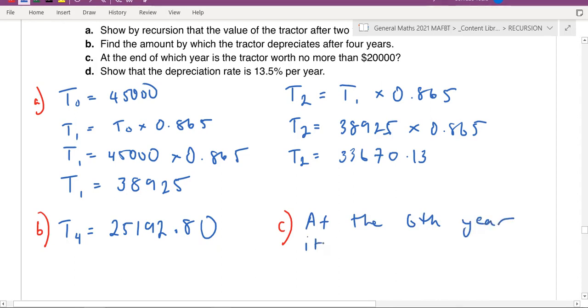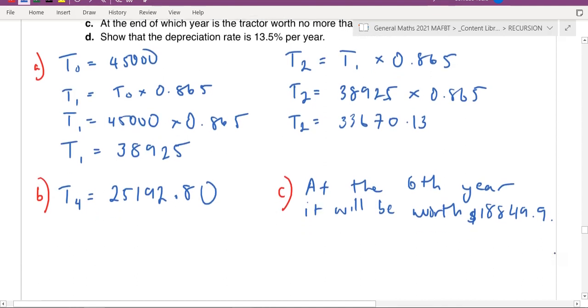It will be worth... You don't have to write that. You can technically, if you just wrote the 6th year, I'd be happy with that. But in year 12, they do want you to be very, very precise with it. So 18849.9. That's how much the tractor will be worth at the 6th year.